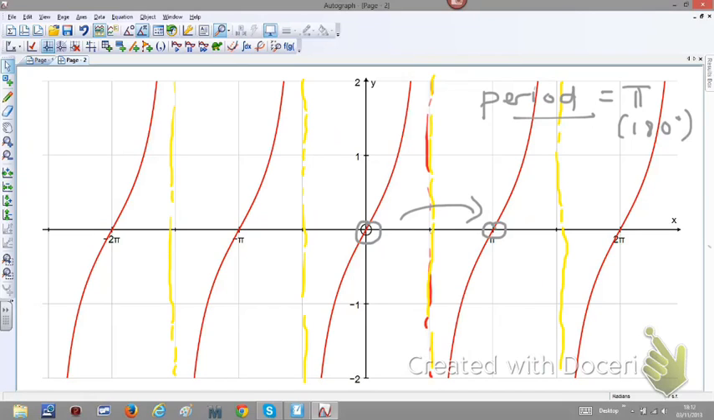And thinking about the symmetry, is it a reflection symmetry? Is it a reflection in the y-axis? Well, we can see clearly it isn't. But is it rotational symmetry? And we can see that if the 0, 0 point is our pivot point and we rotate it 180 degrees, we can see that it sits on itself. So it is symmetrical, but it has rotational symmetry.